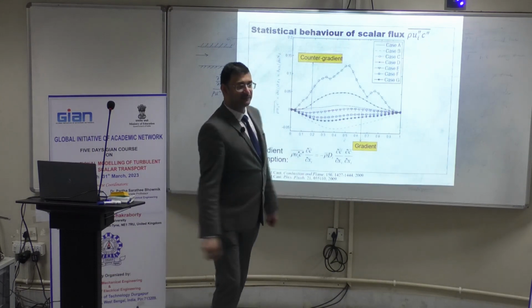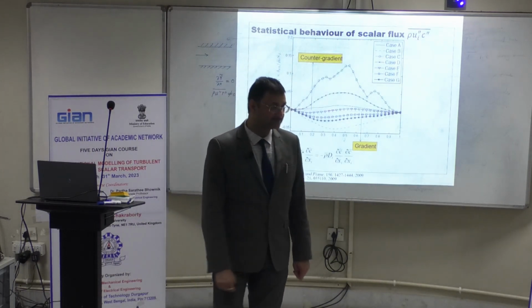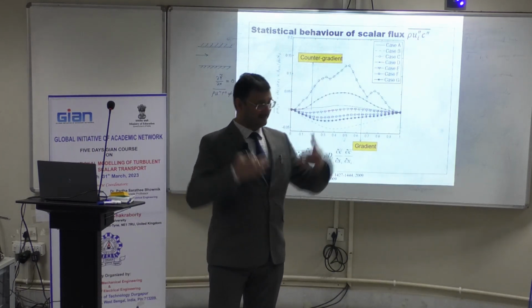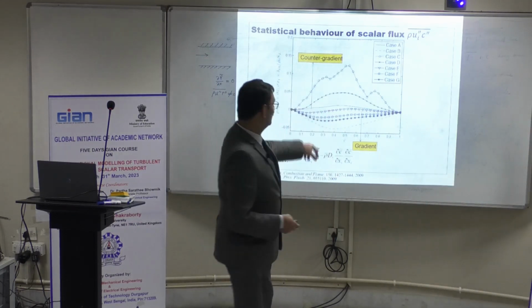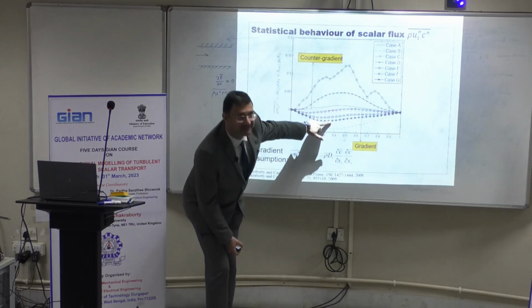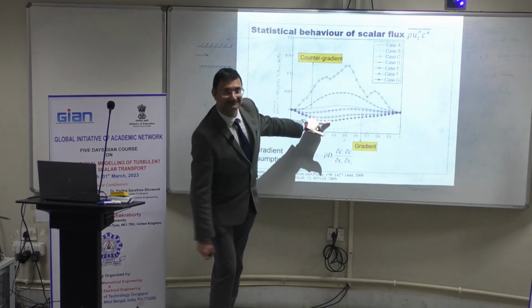Next you are going to see case G, Lewis number 1.2. I told you it has a stabilizing effect. The heat release effects are weaker, more gradient behavior. Okay?